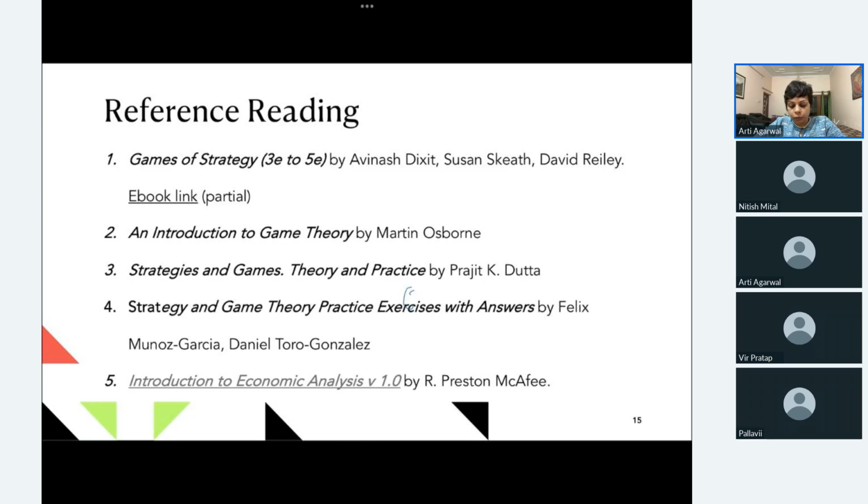And the 5th one, it's a free book actually. It's a book under Creative Commons. It's an online book, so you can easily access it. There's a PDF version also available for those of you who want it. It's an Introduction to Economic Analysis, version 1 by Preston McAfee. And I have linked it to the chapter on mixed strategies. So if you want to read a very concise but very good explanation of mixed strategies, this is probably one of the best readings for that.